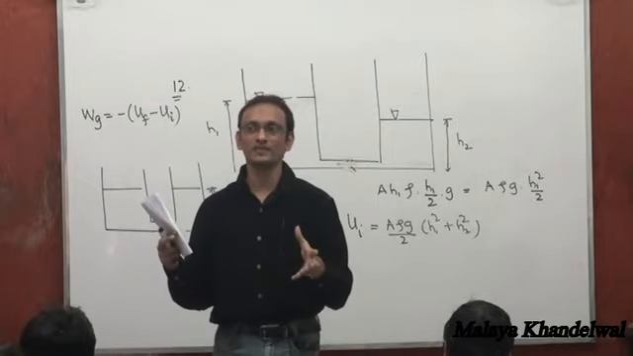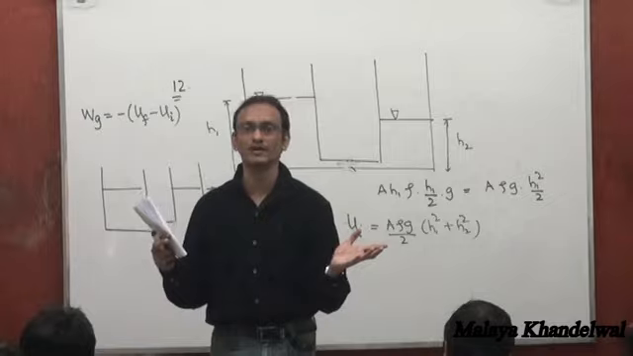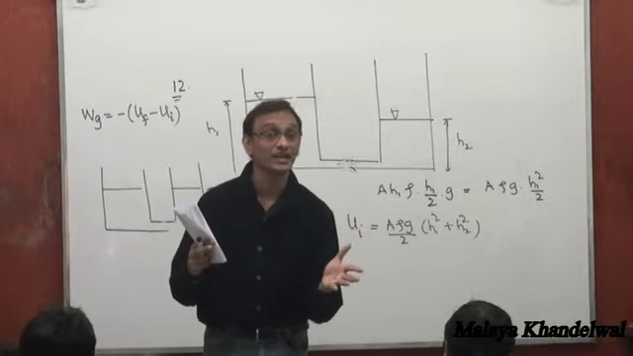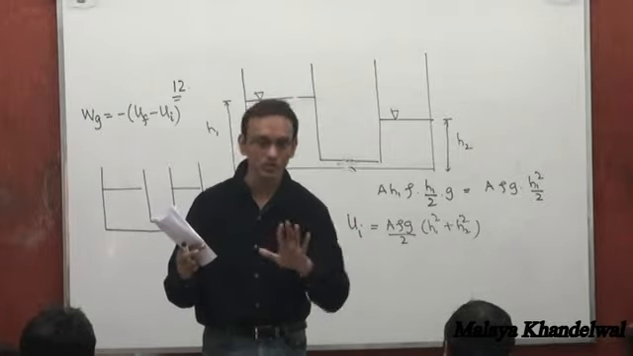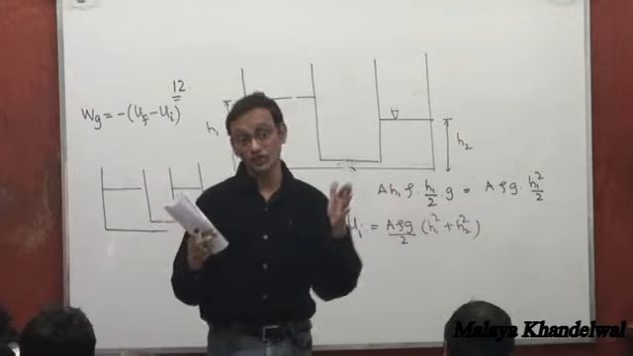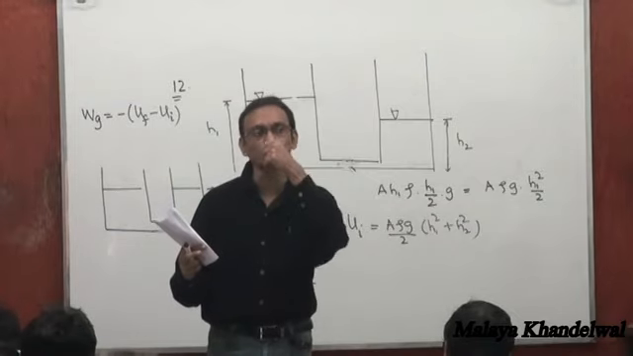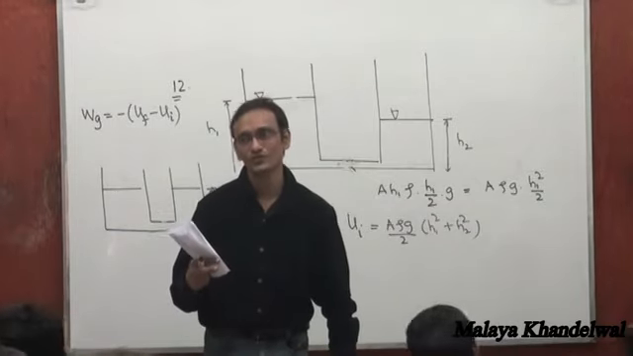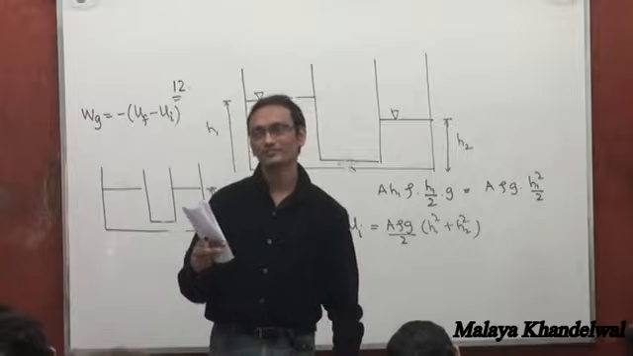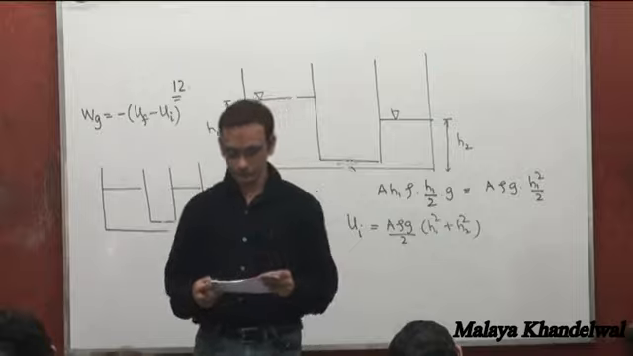So if you look at options and there is an expression that does not contain H1 minus H2 as a factor, you can ignore that option. Because for H1 equal to H2, the work done by gravity ought to have been 0. Got me?